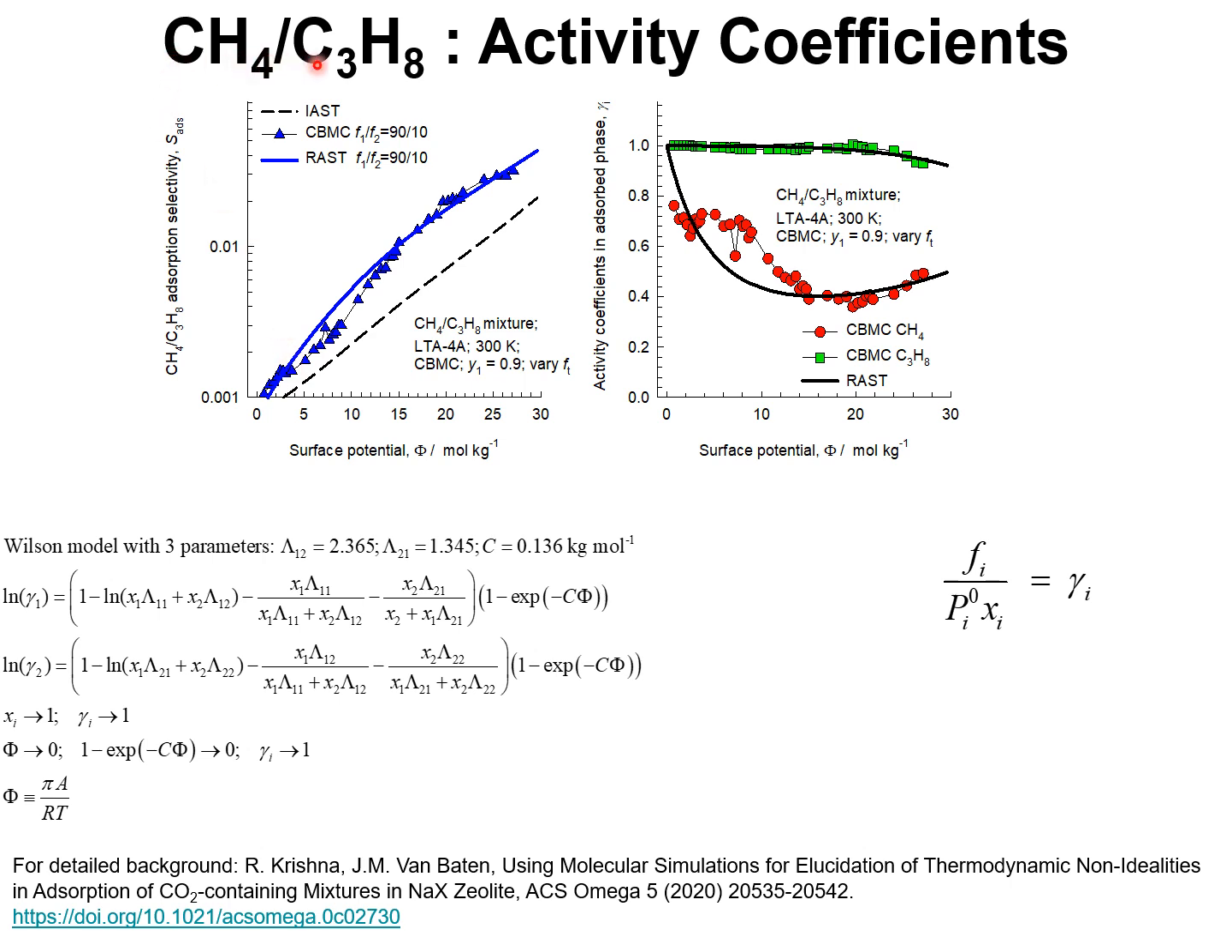Mixtures of methane and propane also indicate deviations from ideality, and in this graph we show molecular simulation data for 10 mixtures of methane and propane, and we see that the adsorption selectivity of methane with respect to propane is significantly higher than the predictions of the IAST. Here are the activity coefficients for methane and propane as a function of the surface potential. The continuous solid black lines are the RAST Wilson models with the fitted parameters indicated here.